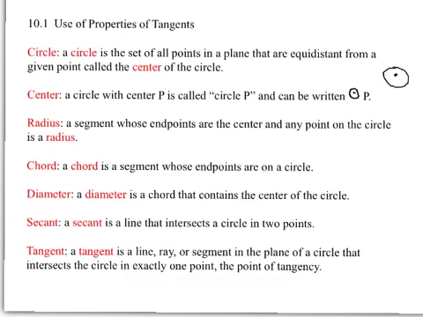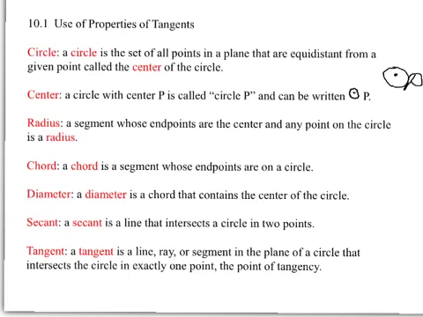First of all, a circle. A circle is a set of all points in a plane that are equidistant from a given point called the center of the circle. A circle with a center P is called circle P, which can be written circle with a dot in it, P. A radius. A segment whose endpoints are the center and any point on the circle is a radius.